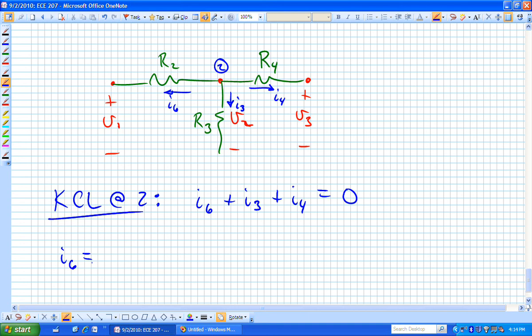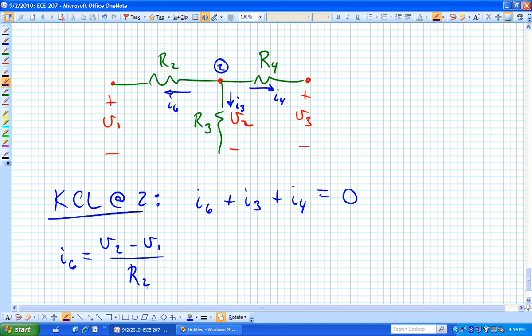Now we want to go the other direction for our defined current I sub 6. For I sub 6 to be positive going that direction, we need a positive drop across R2 from node 2 to node 1. A positive drop across R2 from right to left says it should be V sub 2 minus V sub 1. Is that making any sense? I sub 6 is now V sub 2 minus V1 over R sub 2.